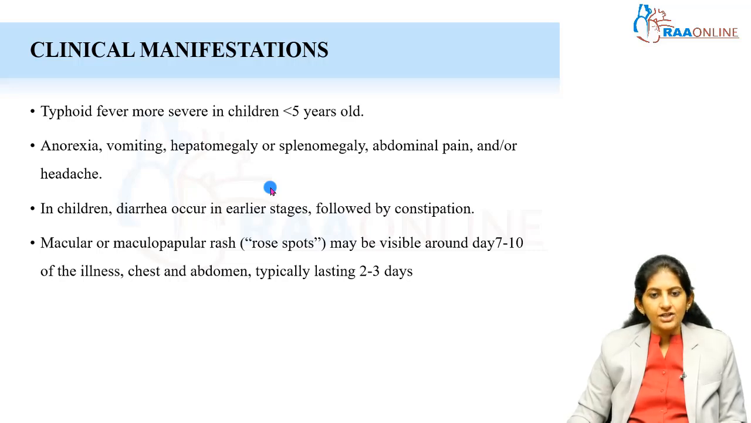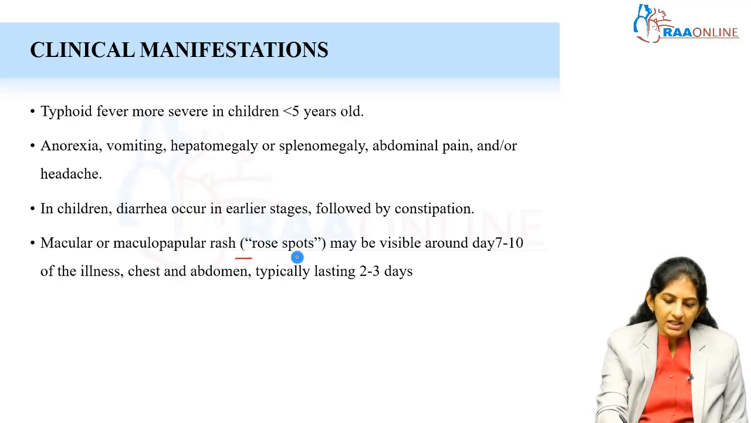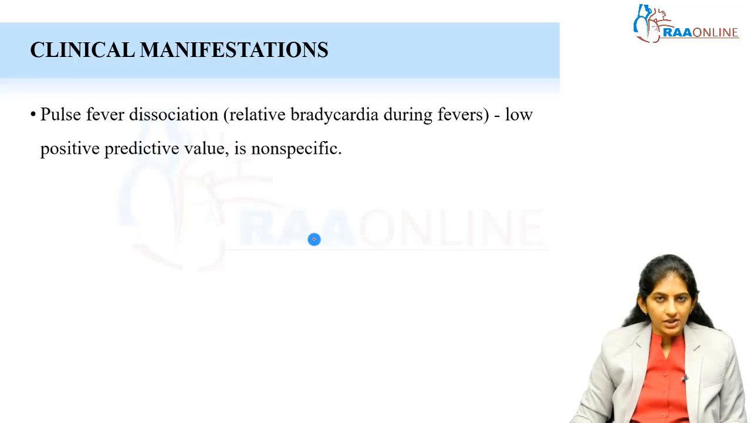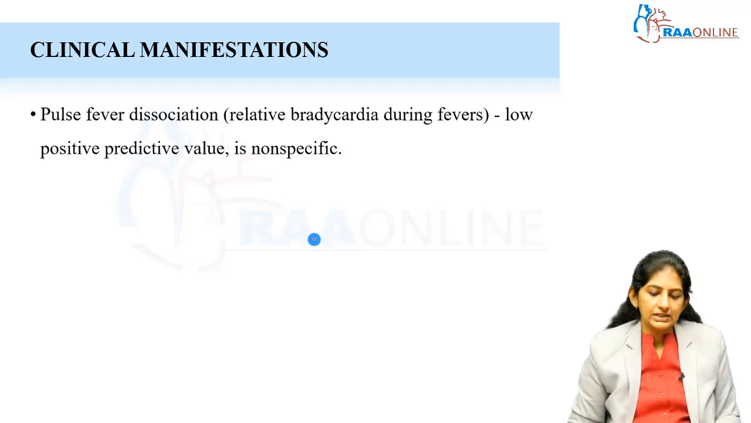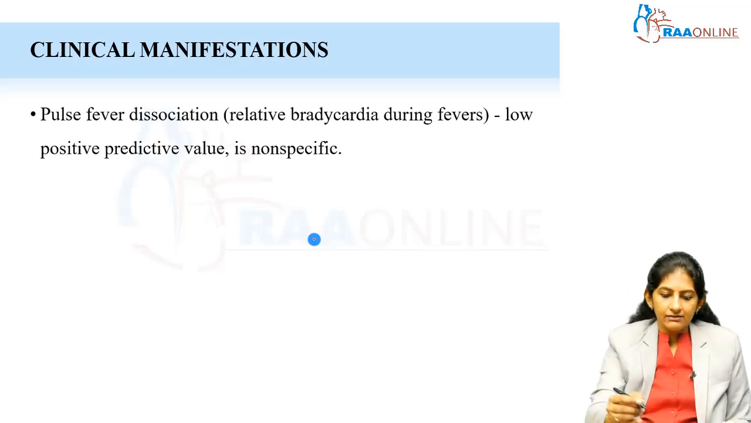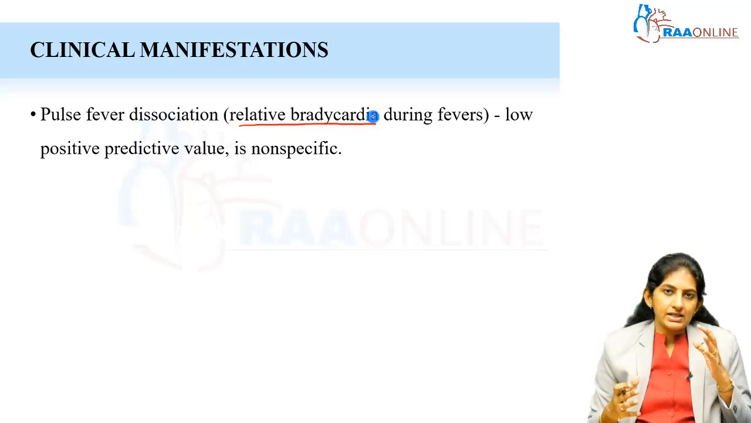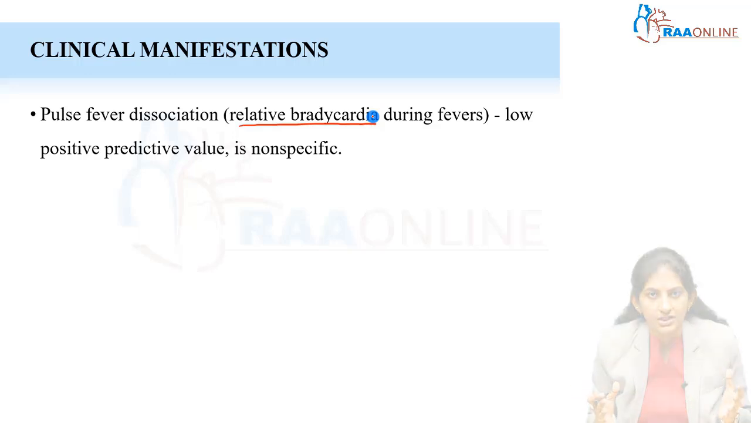There can be a rash, but these spots, that is rose spots, are very rare in the Indian population. It can be seen in the first week of illness, and typically lasts for 2 to 3 days only. We are all familiar with this term, that is relative bradycardia. Relative bradycardia is a pulse and fever dissociation. The pulse rate does not increase as the temperature increases.